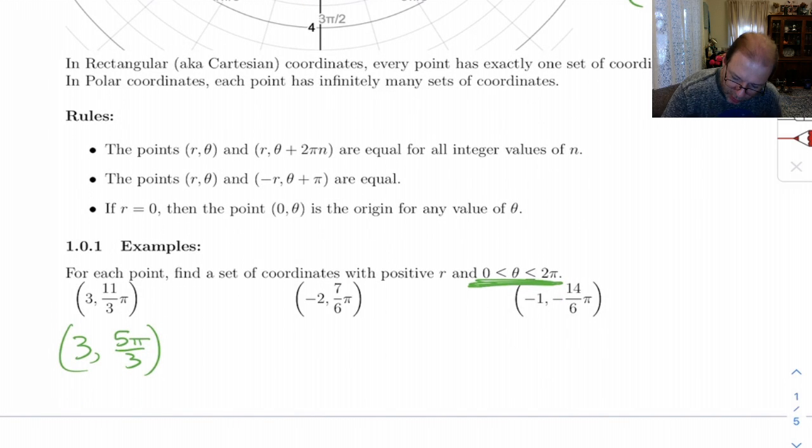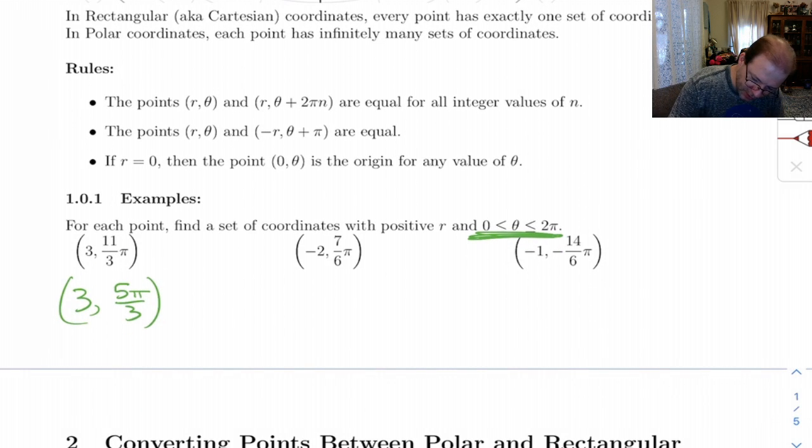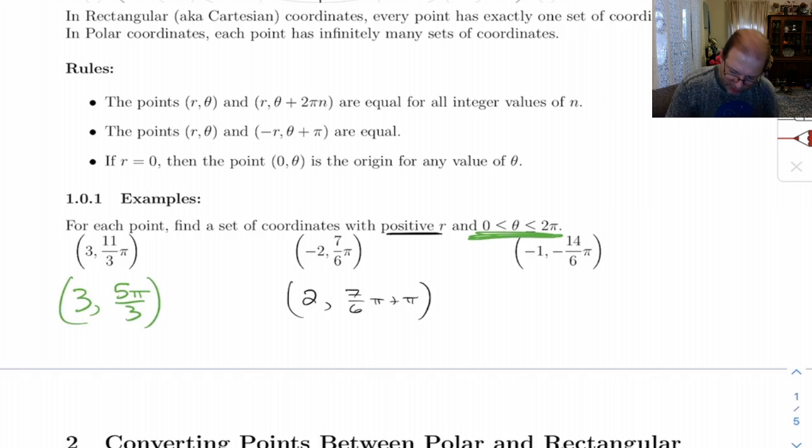All right, this next one, what I want to do with it, first let's make the r positive. So I'm going to change this to 2. Then I'm going to add π onto this. So 7/6 π plus π, so that's 13π over 6. Then I'm going to subtract 2π off of this number because that's bigger than 2π. If I subtract 2π off of that, I'm left with π over 6.